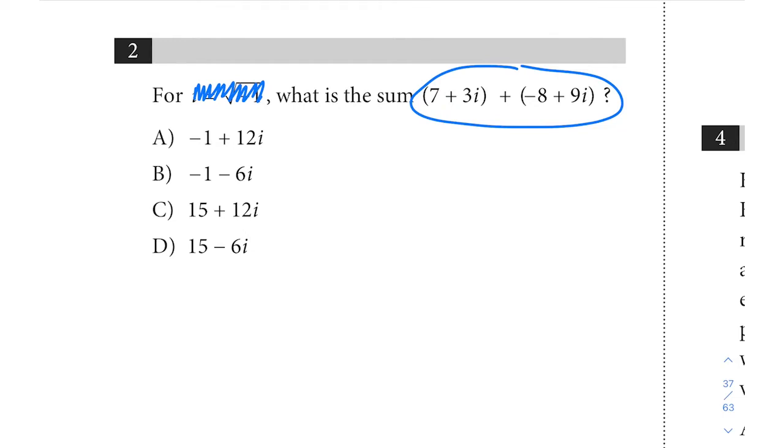So here we're going to combine like terms. A positive 7 and a negative 8 will give us a -1, and a positive 3i and a positive 9i together will be 12i, and that will match up to what we see in answer choice A.